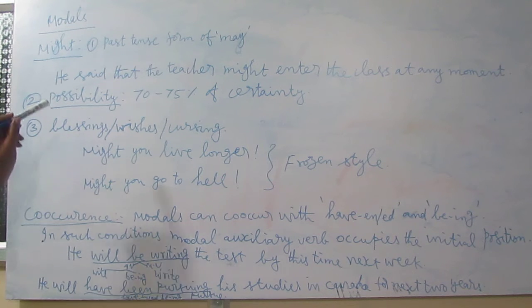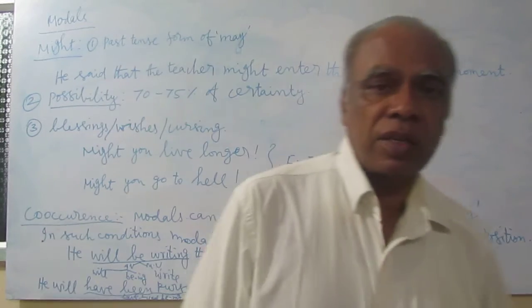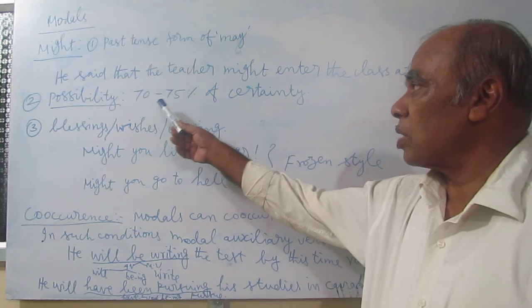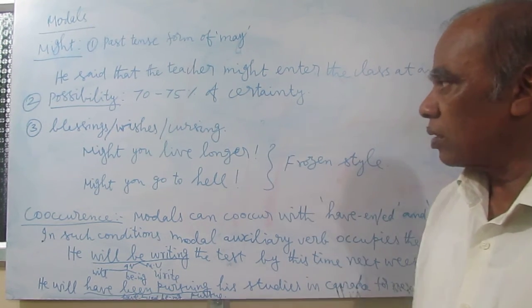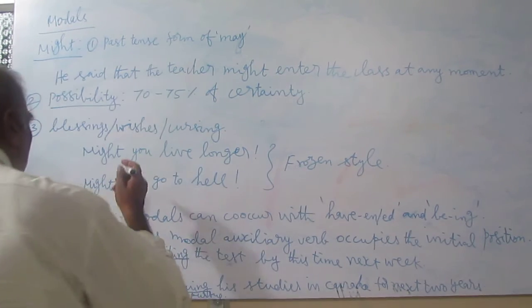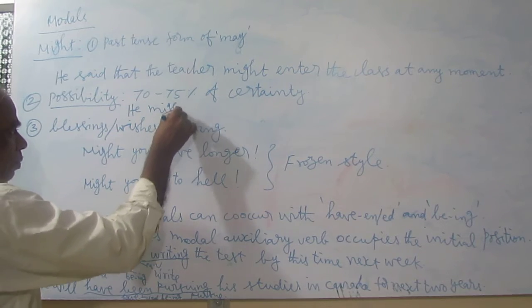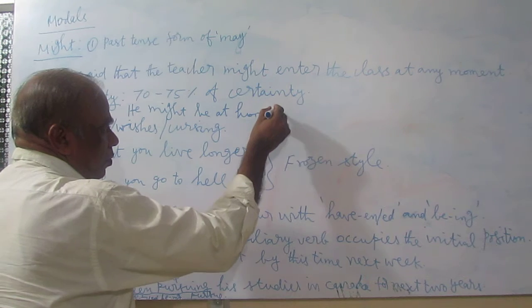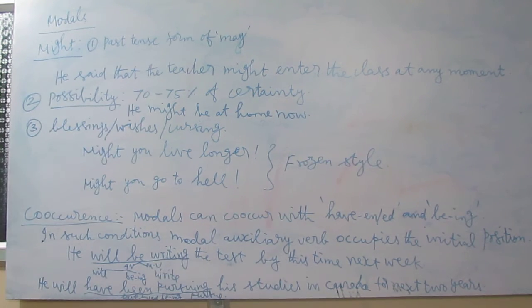And it is also used for the possibility condition. When we use this for possibility, it shows 70 to 75% certainty. For example, he might be at home now. He might be at home now. It shows 70 to 75% certainty.